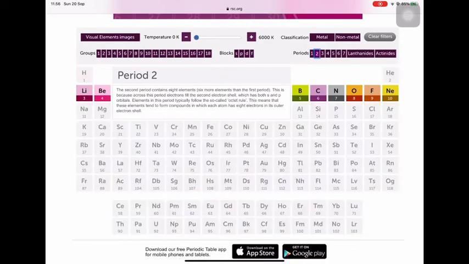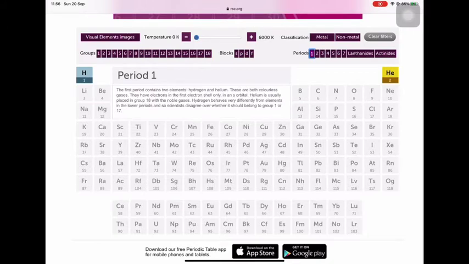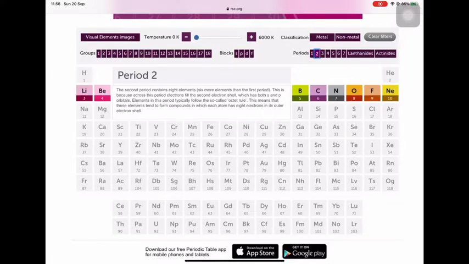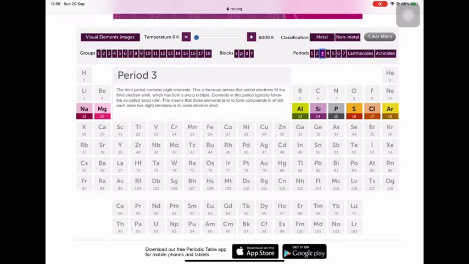This is the first period. Yeah, the first period contains hydrogen and helium. They are both colorless gases. Yeah, they have electrons only in the s orbital. They only have one shell. Yeah, the second period has 2 shells and contains 8 elements. And then the third one contains 3 shells, and so on.